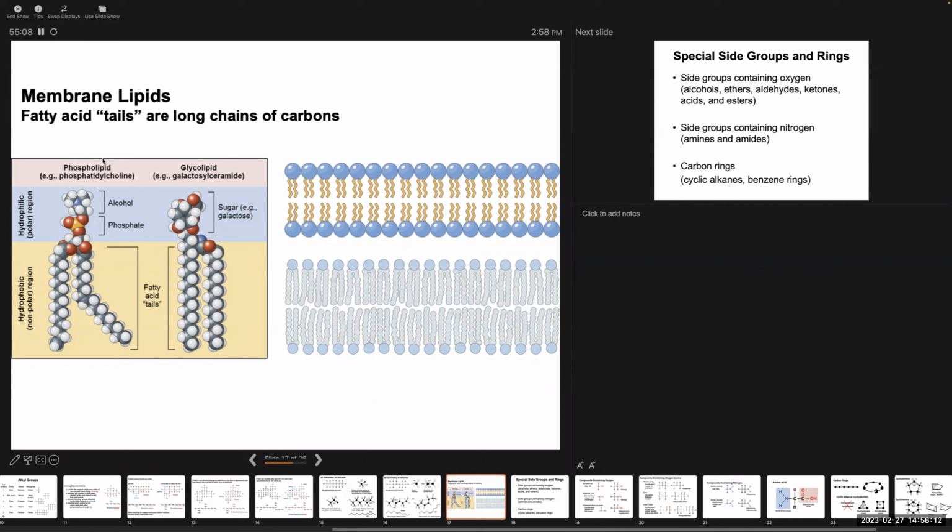Then on the left, we have an example of a phospholipid, which has a phosphate group and then fatty acid tails. And you can see that one of the fatty acid tails here has a prominent kink in it, a prominent bend. That's because of the presence of a double bond in there. So this is known as an unsaturated fatty acid.